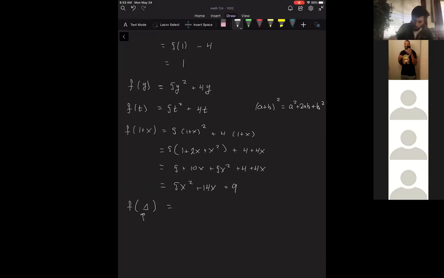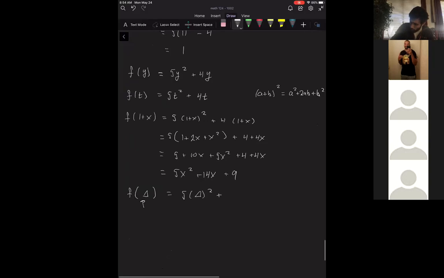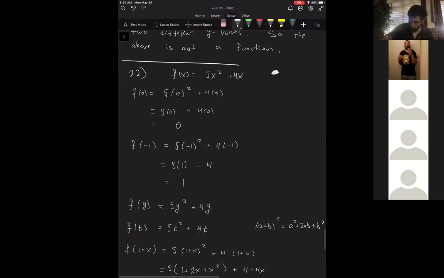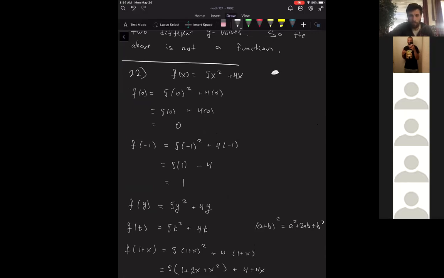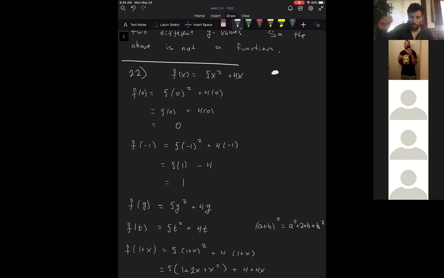Now what's inside there is a triangle. So this is going to be 5 triangle squared plus 4 times the triangle. So it doesn't matter what you're plugging inside this function. It's just whatever goes inside the parentheses, whatever goes inside here, that's just what goes here and what goes here. That x is just sort of like an arbitrary placeholder. The fact that it's an x isn't too important. It's just whatever goes inside the parentheses. Whatever's going inside the parentheses just goes where all those x's are.